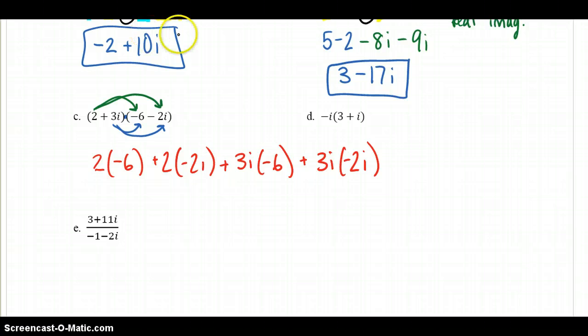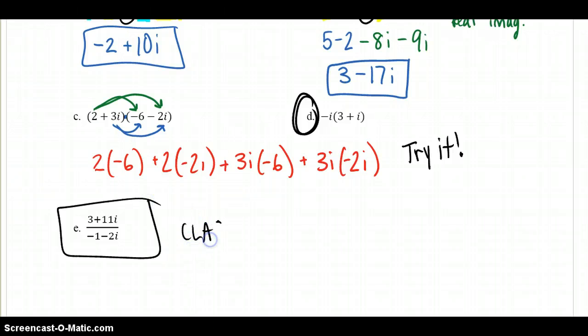Okay. Now, we're running out of time, so go ahead and try and simplify this on your own. And then see if you can do D on your own too. Okay, but save this one, E, for class. Hope you had fun.